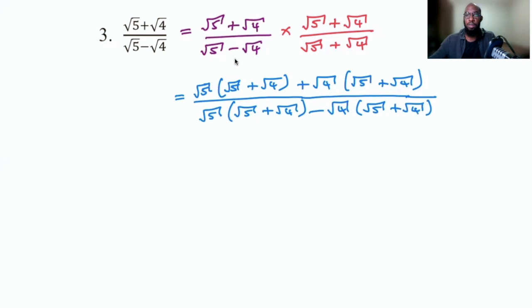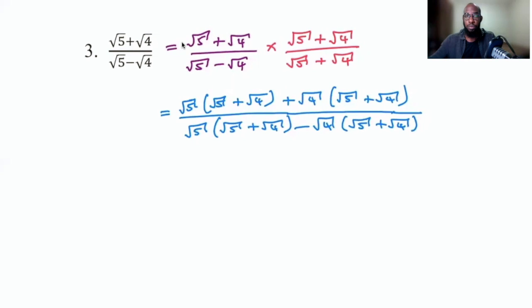All right. So what we did, we take this term here, root 5, multiply by everything here, which is root 5 plus root 4. Then we multiply plus root 4 by everything here, which is root 5 plus root 4. We did the same thing for the denominator, root 5, multiply by root 5 plus root 4, all right? Subtract root 4 and you multiply by root 5 plus root 4. We're doing all of this to get rid of the square root on the denominator. Let's continue.